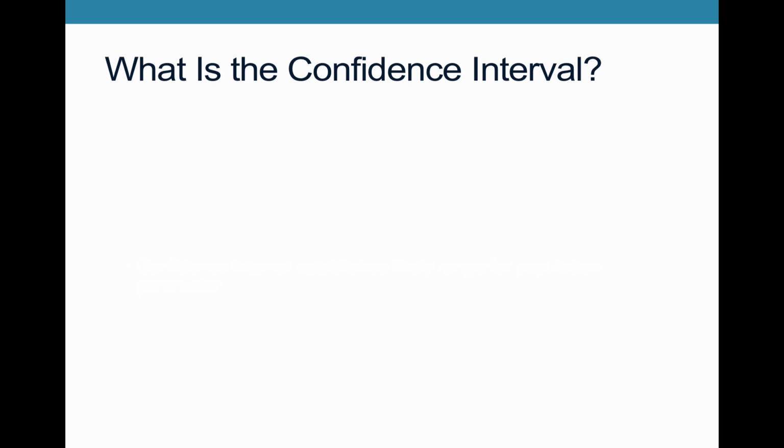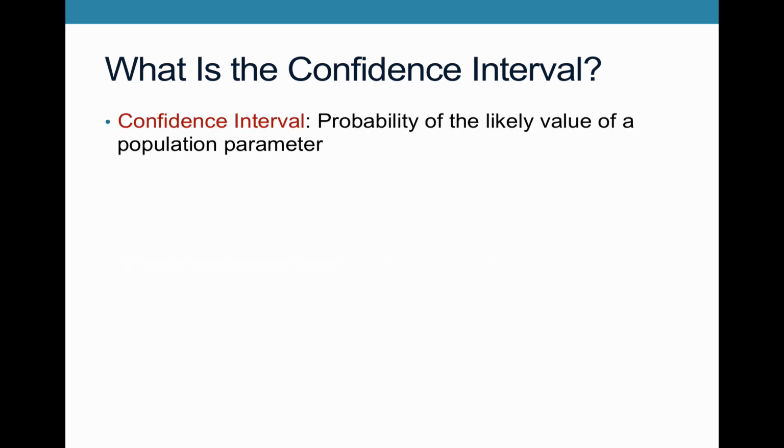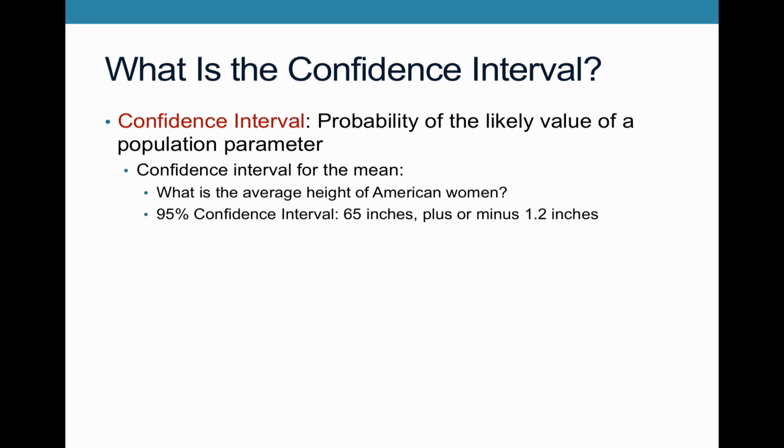So let's define this a little bit more and move into some very basic formulas. The confidence interval is a probability of a likely value of a population parameter that you're able to draw using your sample. So thinking about this for the mean, the confidence interval would be looking at what the average height of American women is. And say your 95% confidence interval based on the sample that you've drawn is that you say we're 95% sure that the actual population mean would be somewhere around 65 inches, plus or minus 1.2 inches, okay? So this means that there's a 95% chance that the real population mean, that mean height of women, is between 63.8 inches tall and 66.2.